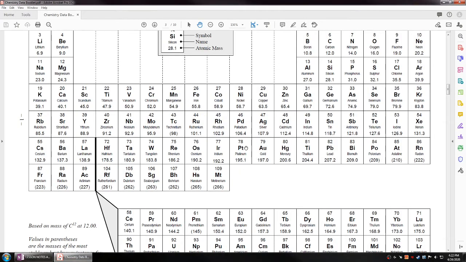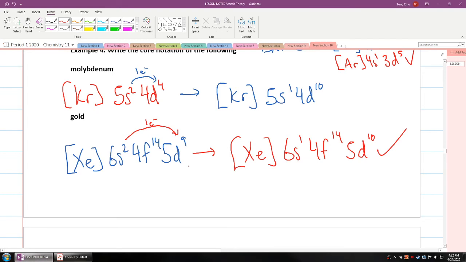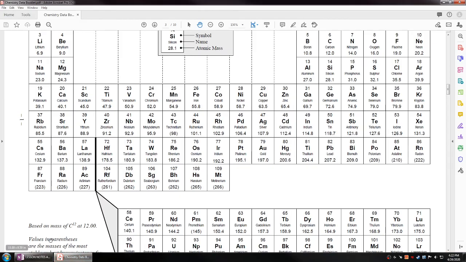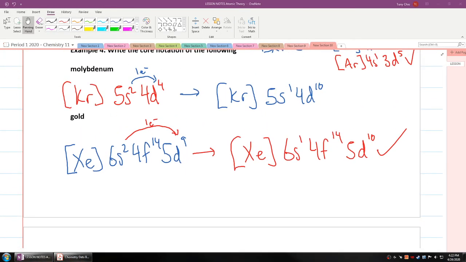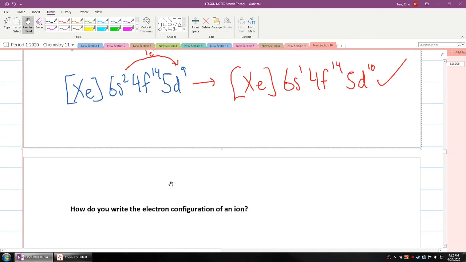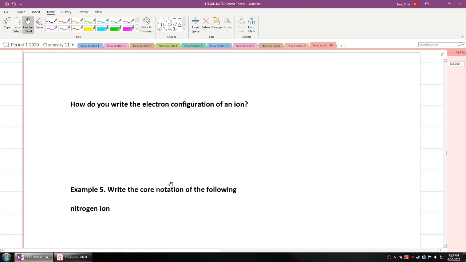Now if we look at, for example, platinum. Platinum, because it's on the 5d8, will get 2 of these electrons transfer over to become 5d10. So that is the core notation of the following. But what about ions? Let's finish off our lesson about ions.